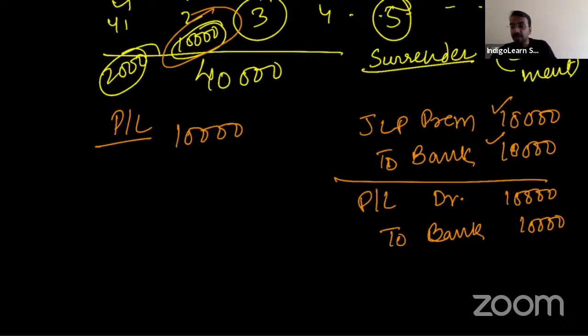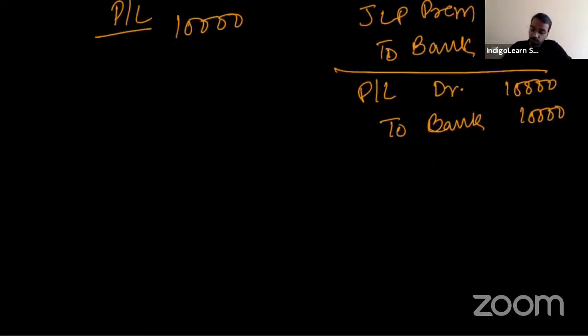The joint life policy premium that you have paid is actually an expense. There will be no asset in the balance sheet. Now, assume you do this for 2 years. So, in every year, the amount is an expense. There is nothing in the balance sheet. Whenever you receive the money from the insurance company, say for example, you surrendered it after 2 years. After 2 years, you receive 10,000. Okay. Then what will you do?